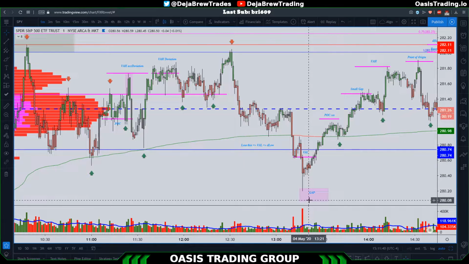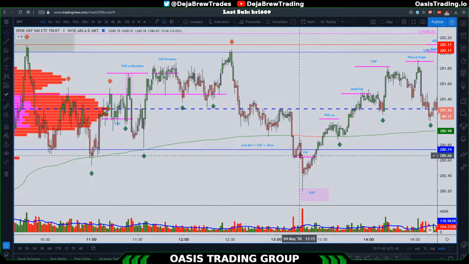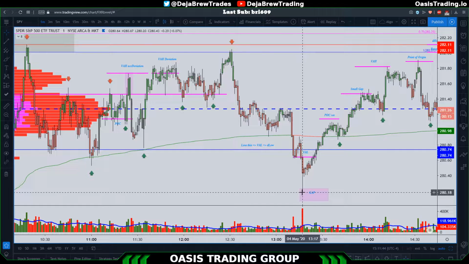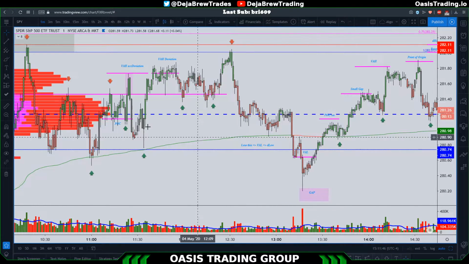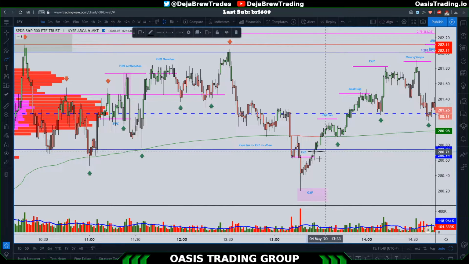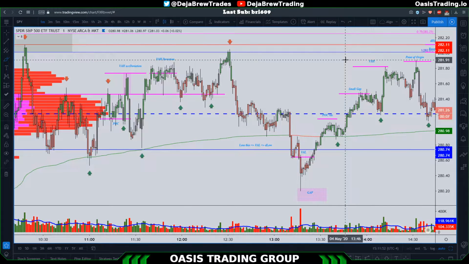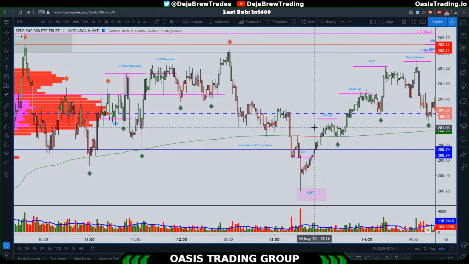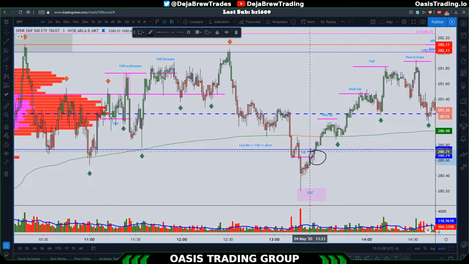We called out this gap in Discord. You tapped that gap pretty much perfectly, bounced out of it. You reclaimed the value area low. Like I've told you guys before, when you reclaim the value area low or you reclaim the value area high, you are going to look for the POC and the other side of the value area. So if it's the value area low, you look for the value area high, and vice versa. Okay? So you reclaimed the value area low.